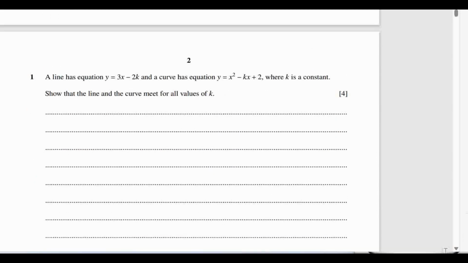A line has equation y equals 3x minus 2k and a curve has equation y equals x square minus kx plus 2. Show that the line and the curve meet for all the values of k. Now the important point here is that the curve and the line meet. What does it mean?